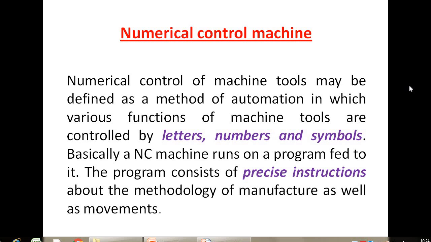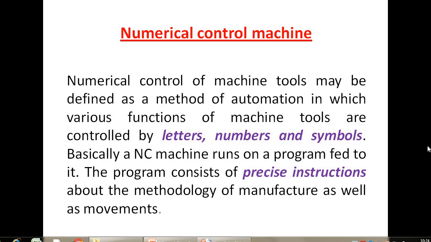Within this manufacturing process, the first chapter is numerically controlled machines, that is NC machines. Today we have to see the basic fundamentals of numerically controlled machines. What is a numerically controlled machine? A numerically controlled machine tool may be defined as a method of automation in which various functions of machine tools are controlled by letters, numbers and symbols.